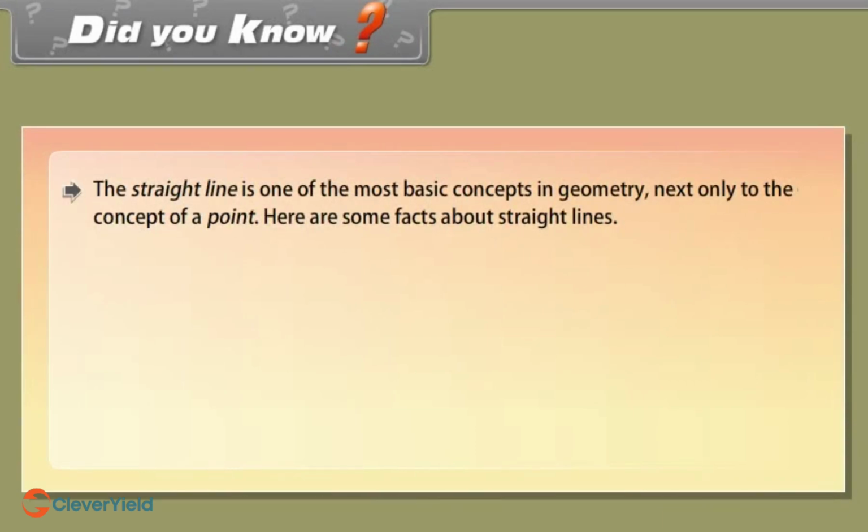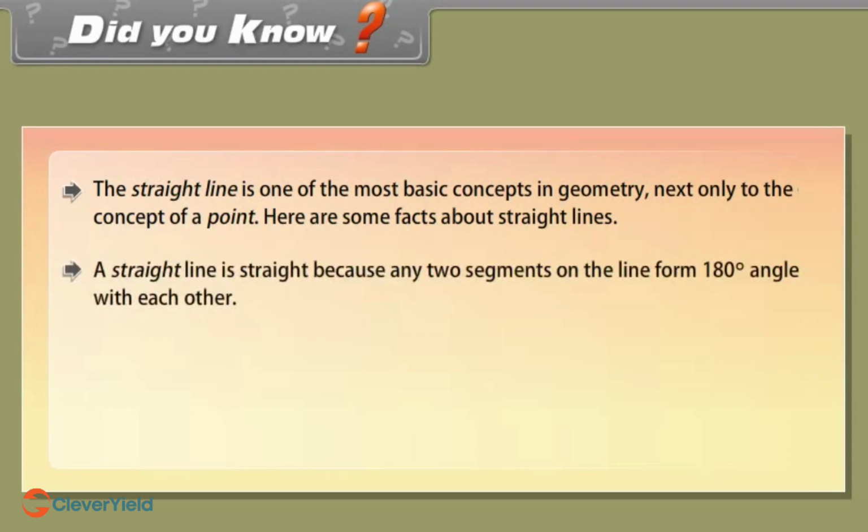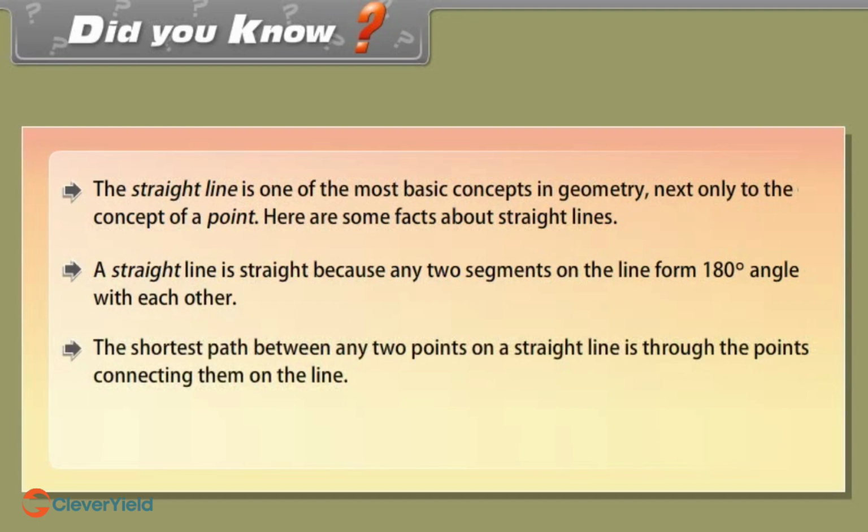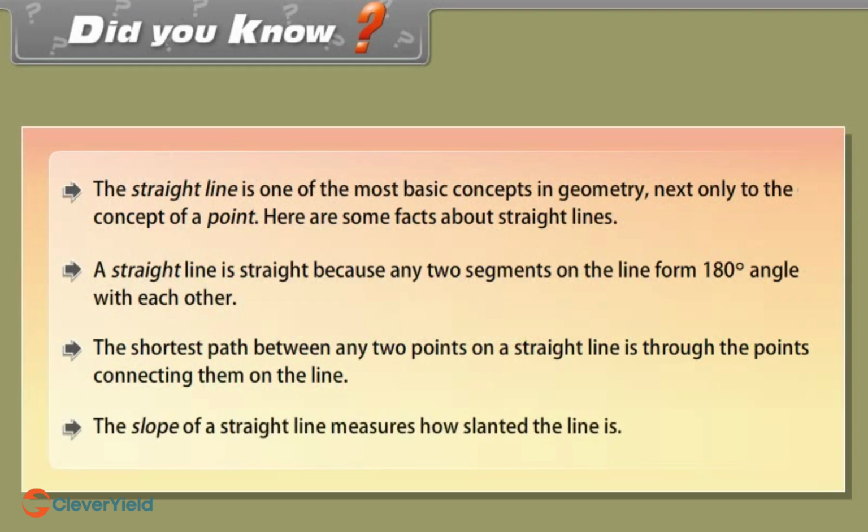Did you know? The straight line is one of the most basic concepts in geometry, next only to the concept of a point. Here are some facts about straight lines. A straight line is straight because any 2 segments on the line form a 180 degree angle with each other. The shortest path between any 2 points is the straight line connecting them. The slope of a straight line measures how slanted the line is.